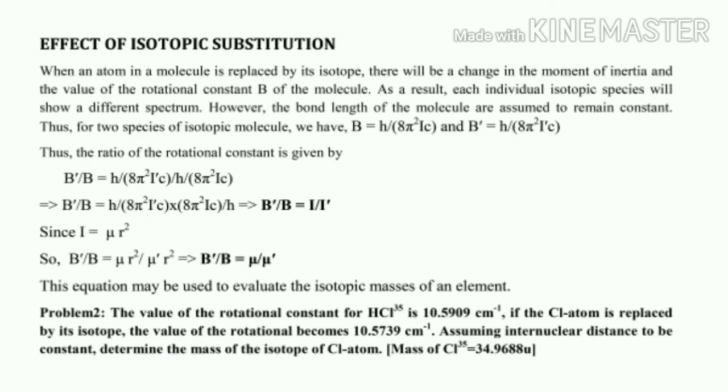Now we will see the effect of the isotopic substitution. When an atom in a molecule is replaced by its isotope, there will be a change in the moment of inertia and the value of the rotational constant B of the molecule. As a result, each individual isotopic species will show a different spectrum. However, the bond length of the molecules is assumed to remain constant. Thus, for two species of isotopic molecule, we have B is equal to h by 8 pi square I c and B dash is equal to h by 8 pi square I dash into c.